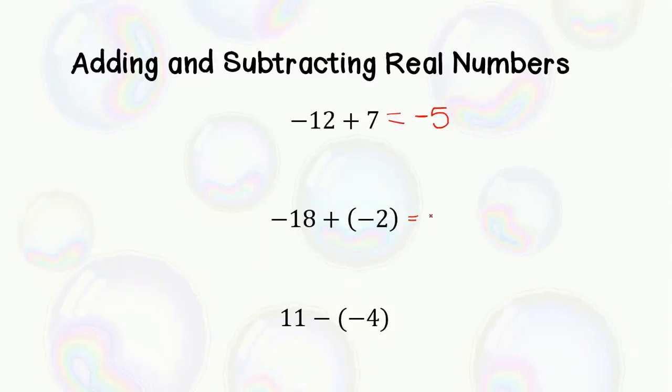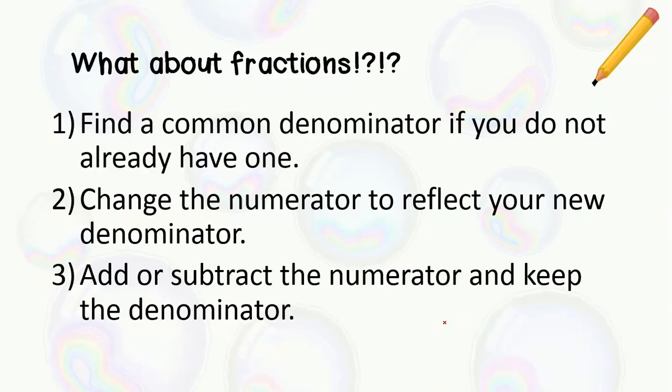Negative 18 minus 2, so I'm losing more, so I'm going to stay negative, add my two signs together. If you remember, we got double negative. You get to change those both to positives. So 11 plus 4 is 15. So this comes in handy when you go to fraction mode.